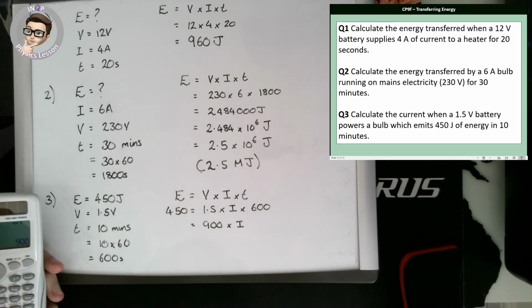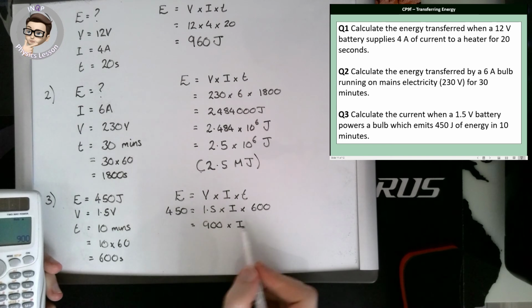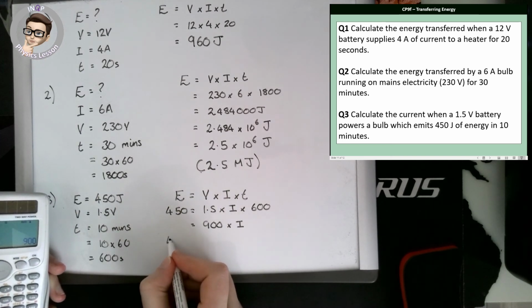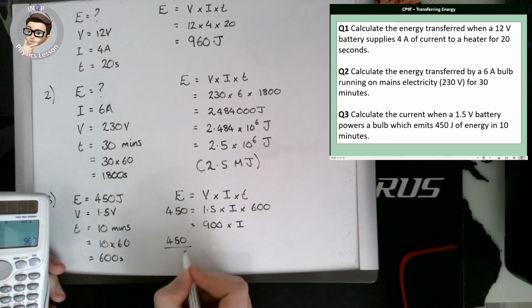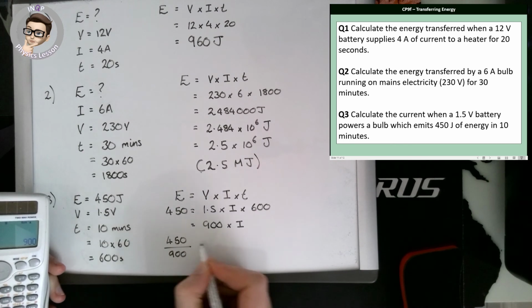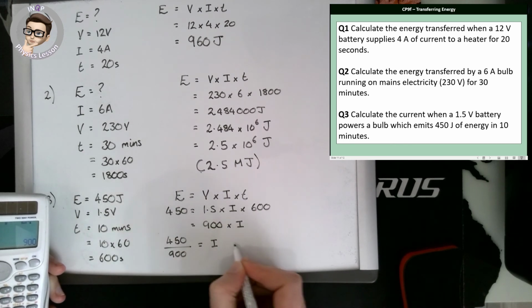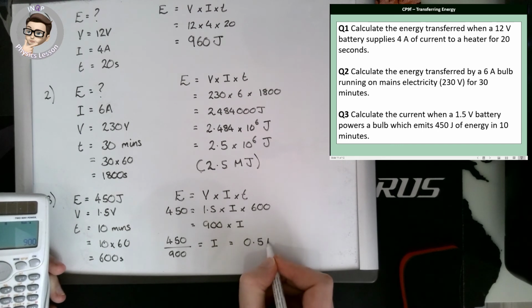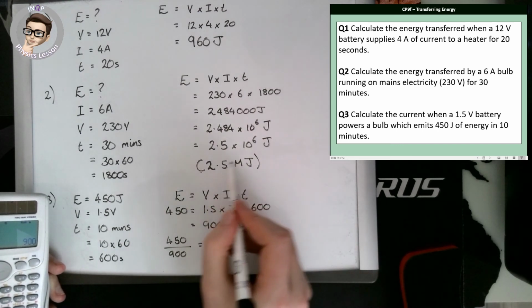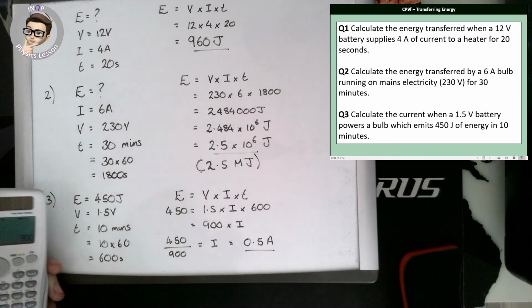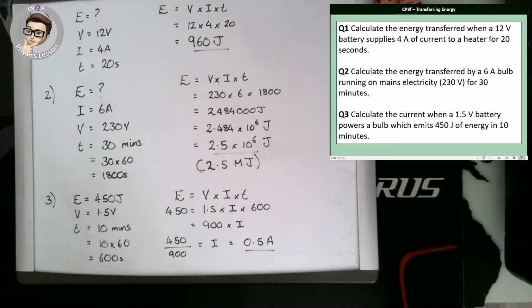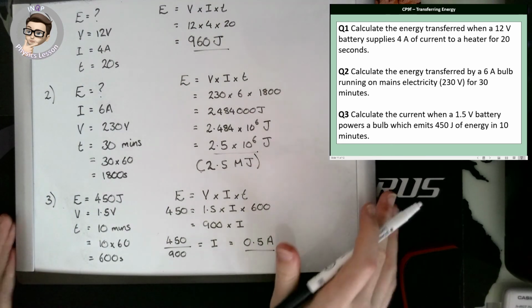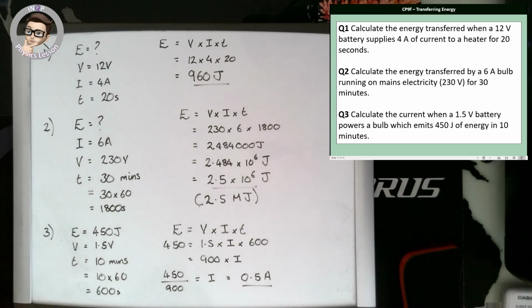On both sides now, I need to divide by 900 to get I on its own. So it's going to be 450 divided by 900, which will give me I, which is in fact going to be 0.5 amperes. And remember, we underline our answers to make it easier for the examiner to deal with. So there we go, 3 examples of the questions that hopefully you'll have a go at later on.